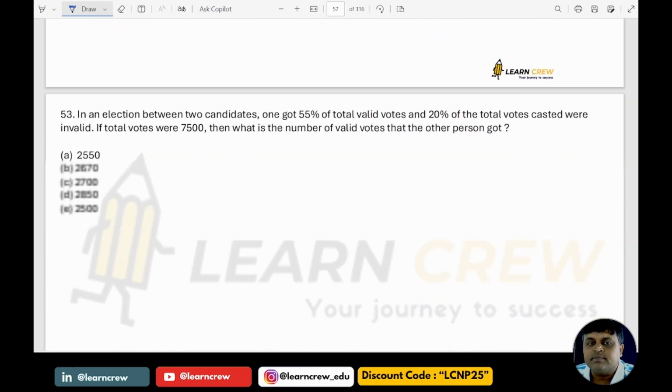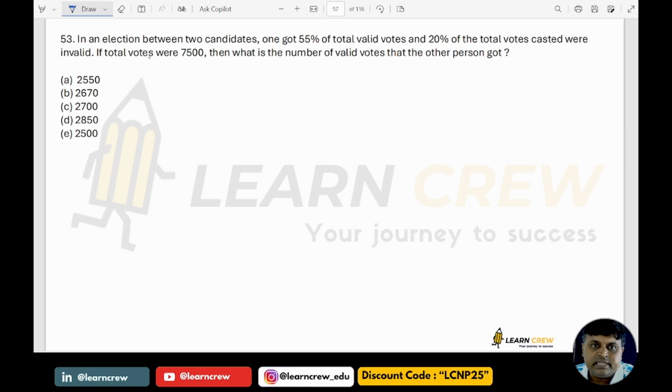The next question, number 53. In an election between two candidates, one got 55% of total valid votes and 20% of total votes cast are invalid. So 80% are only valid. Total votes are 7,500. Out of 7,500, 4/5 are valid, 80%. Out of them, one gets 55%, so the other gets 45%. So what is this value?